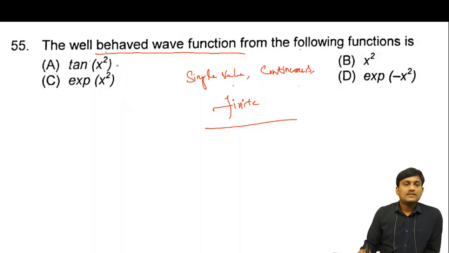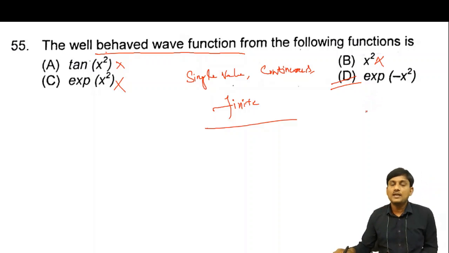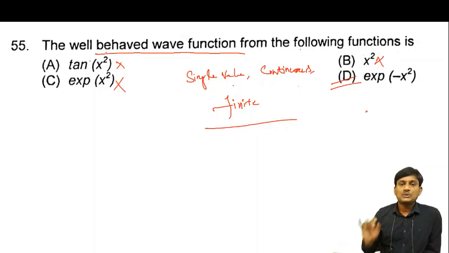If you take tan x square, the value is not finite, and x square in this case also the value is not finite, it is not single valued, and exponential x square in this case also the value is not finite. Here exponential minus x square, it's finite, single valued, continuous, and the first derivative is also continuous, and the second derivative also exists. So this one is a well behaved wave function.